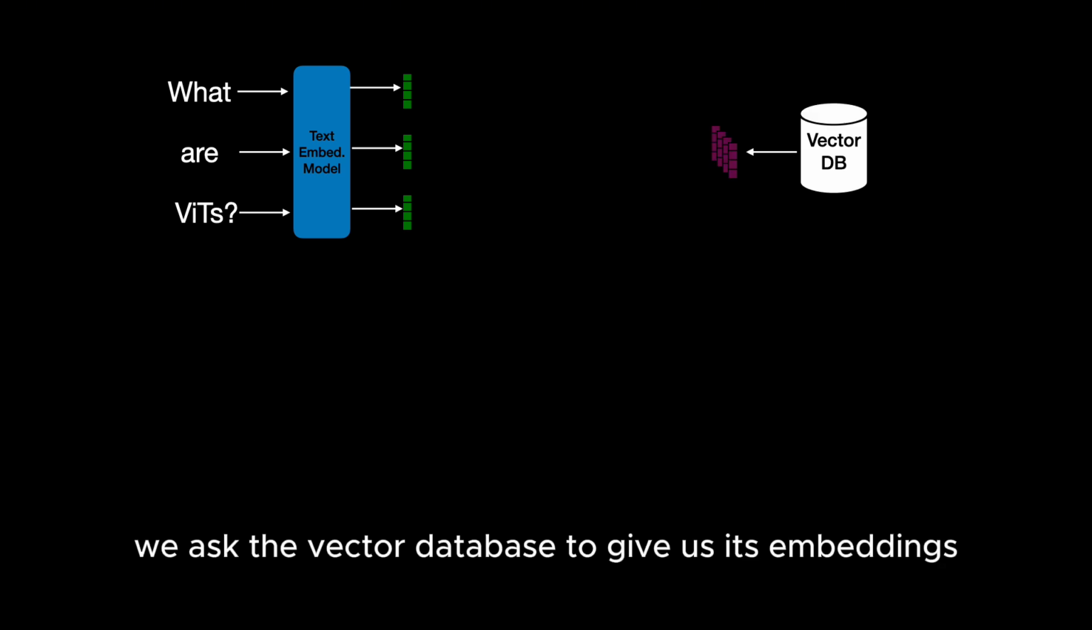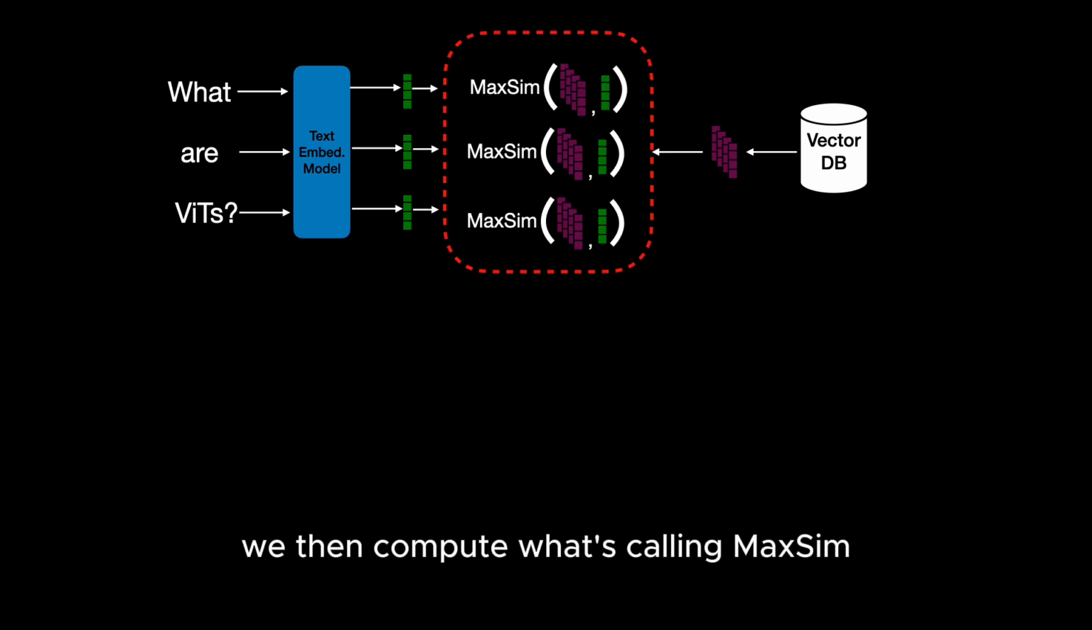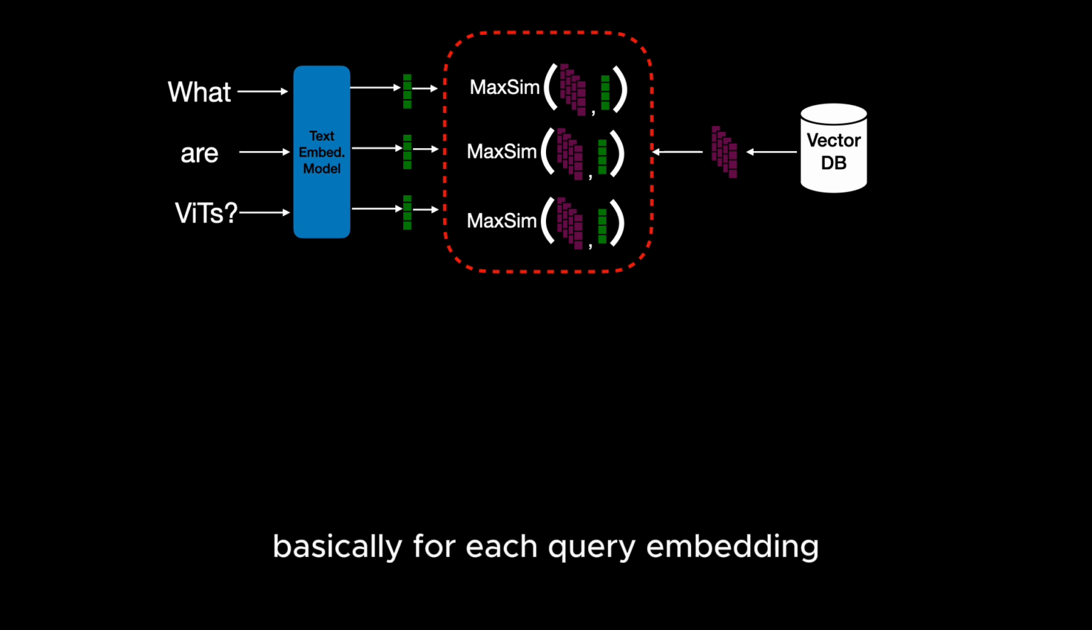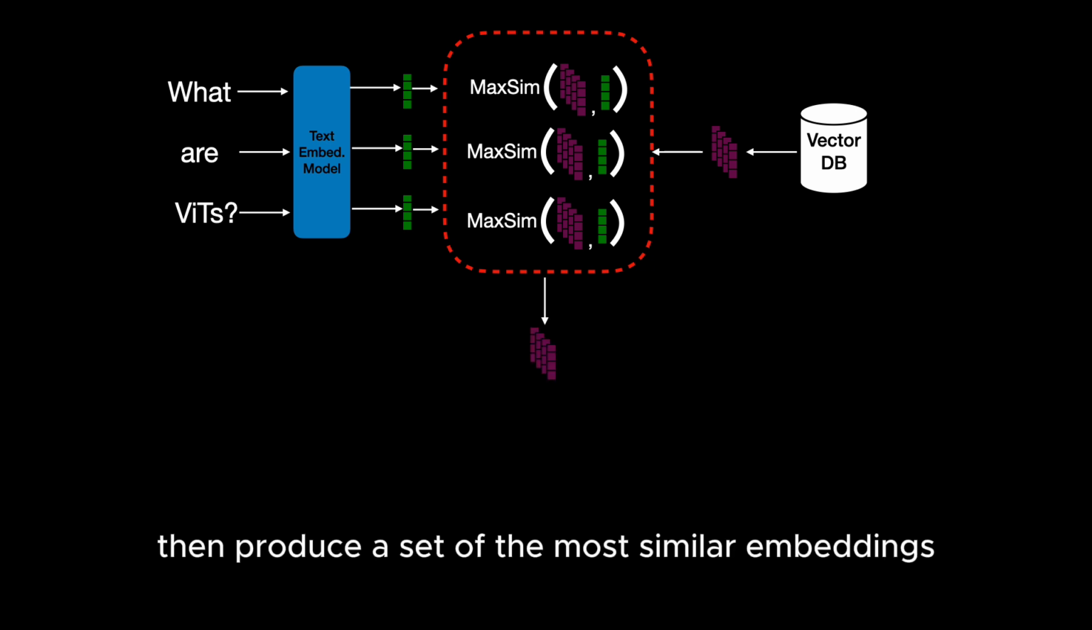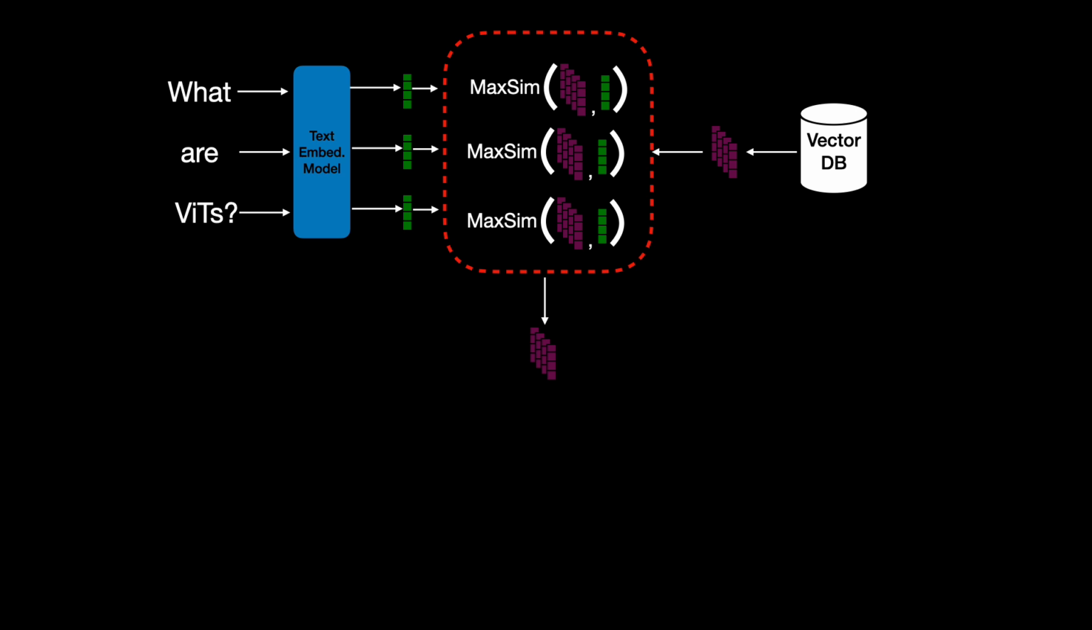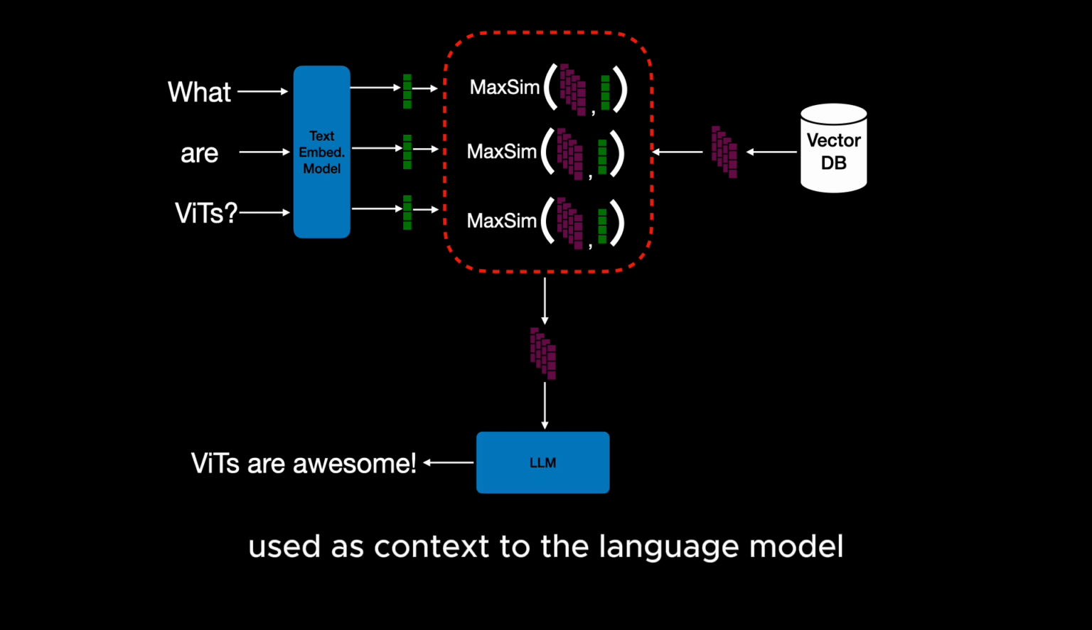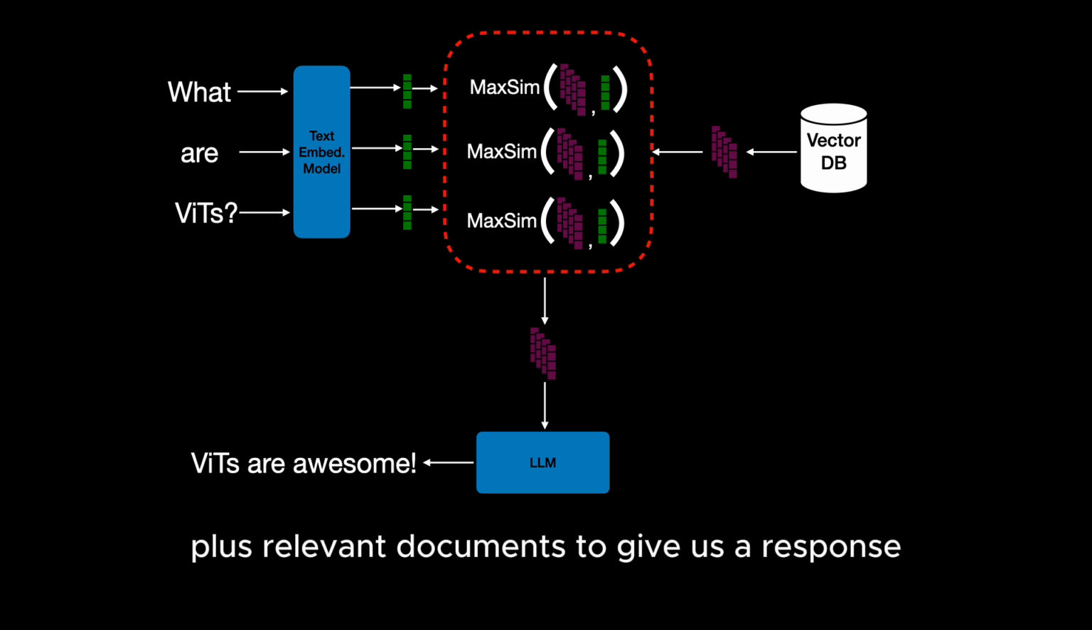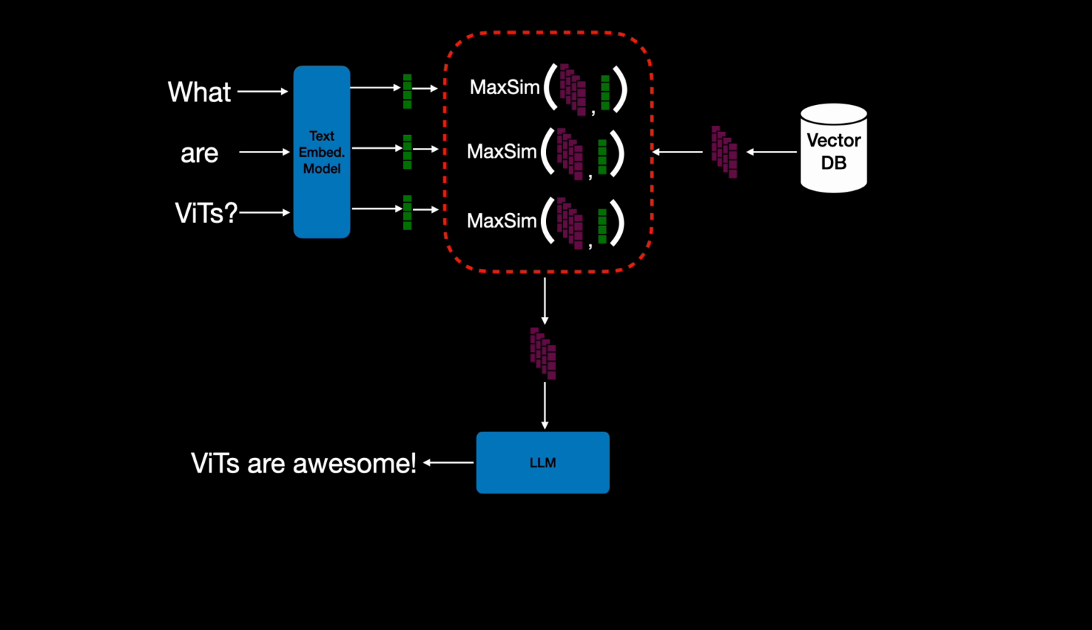Now we ask the vector database to give us its embeddings. We then compute what's called a max sim. Basically, for each query embedding, we compute its similarity with all of the other document embeddings. We then take the max score, then produce a set of the most similar embeddings, which will then be used as context to the language model. This is your standard RAG. Query goes in, we get relevant documents back. The language model uses the query plus relevant documents to give us a response.